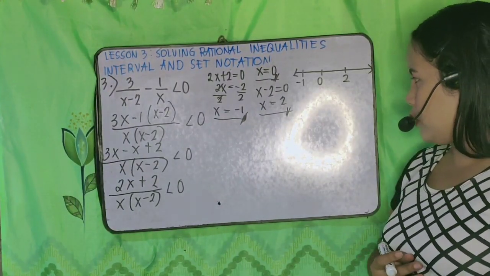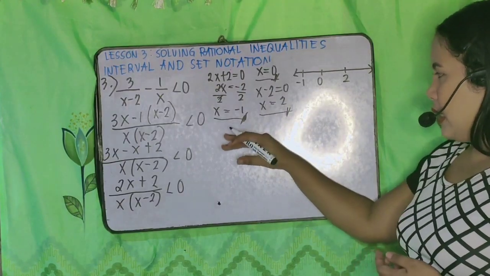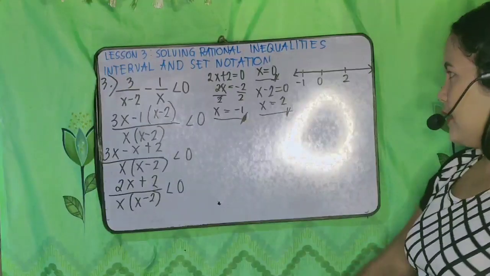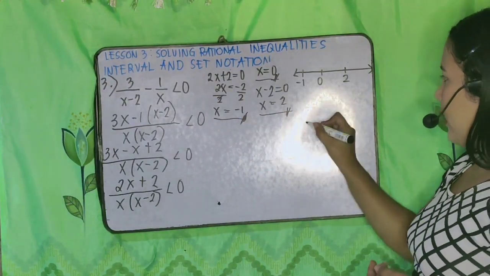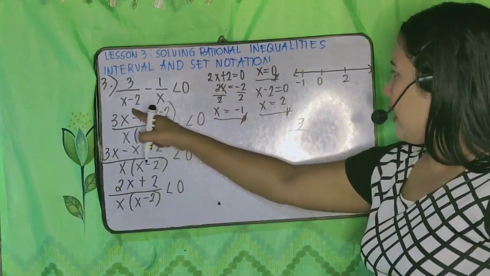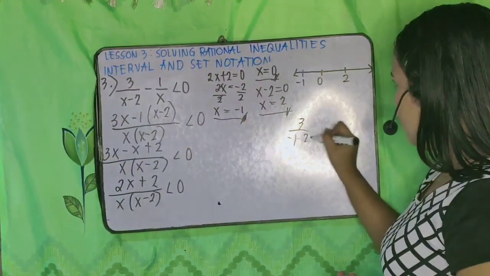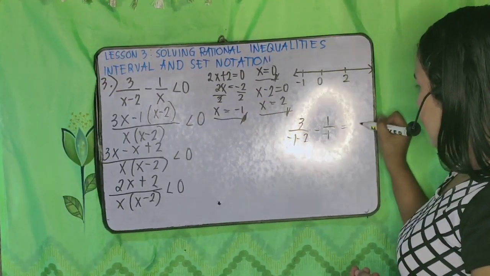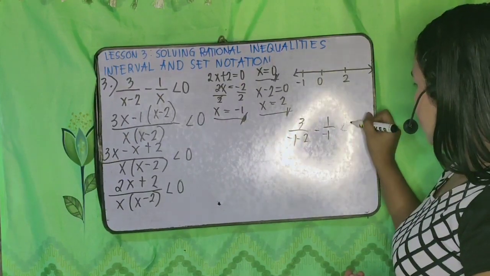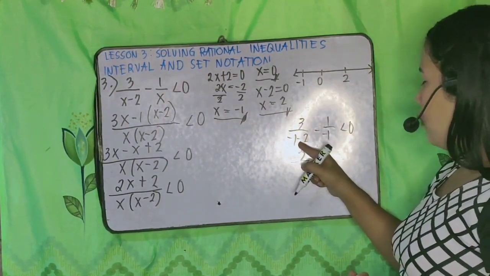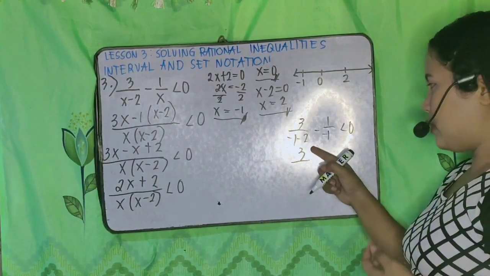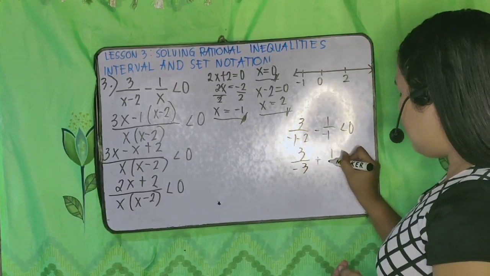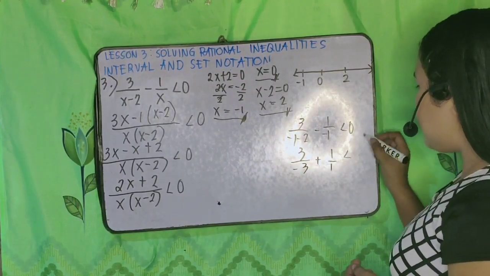Again, we evaluate the given value of x in our original inequality. So, first, let's use negative 1. Okay? So, copy 3. Then, the x, we replace with negative 1. So, copy negative 2 minus 1. Then, the x, we replace with negative 1, equals or greater than 0. So, copy 3. So, negative 1 minus 2, we have negative 3, minus 1, or it becomes positive. So, 1 less than 0.